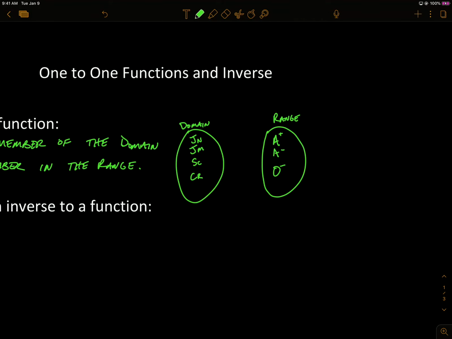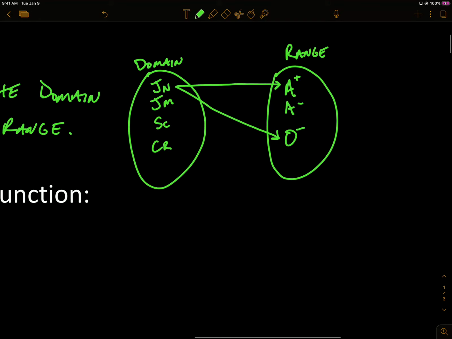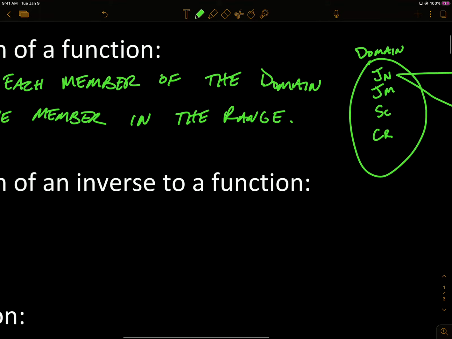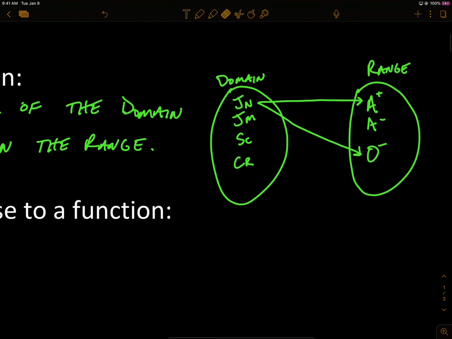Blood type is an example of a function. Jason could map to A positive, but Jason cannot also map to O negative. That would mean it's not a function. If any member of the domain maps to two different members in the range, that is not exactly one. It needs to be exactly one. Two is not exactly one, so that would not be a function.